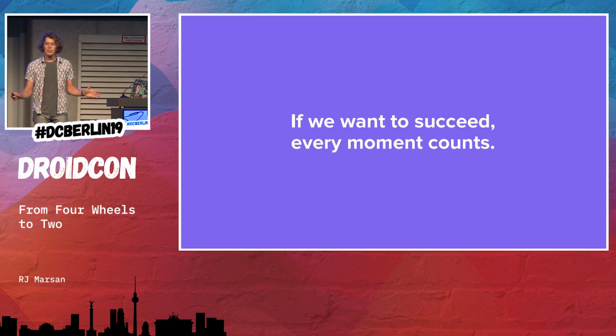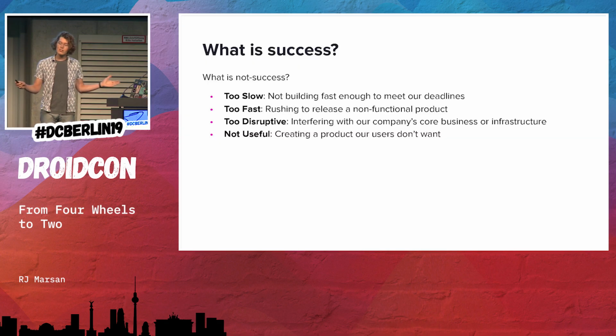The first question I asked is, what is success here? That's actually kind of ambiguous, but I can really tell you what's not success. That would be, we missed the deadline. We're too slow, we don't ship in time. But the exact inverse of that is we move too fast, and we launch something that's not stable, it's not functional, it crashes.